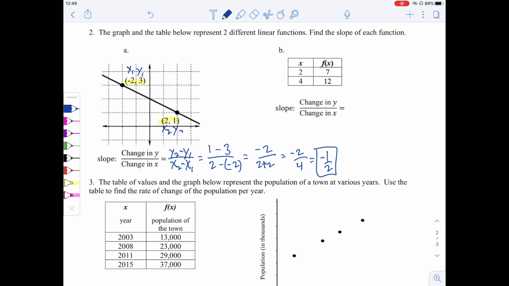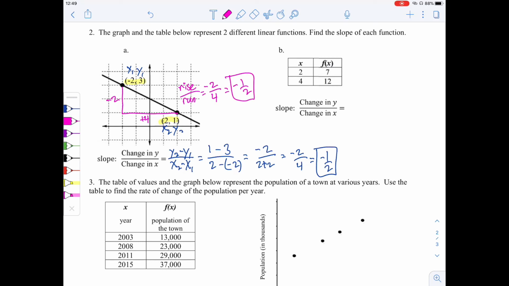Okay, another way to think about it, if it's a graph, you can just look at rise over run, right? So we're going down. So this is negative 2. And we're going right 4. So that's positive 4. So our slope is negative 2 over 4, right? Because that's rise over run. And you reduce that, you still get negative 1/2. So same thing, either graph or using 2 points.